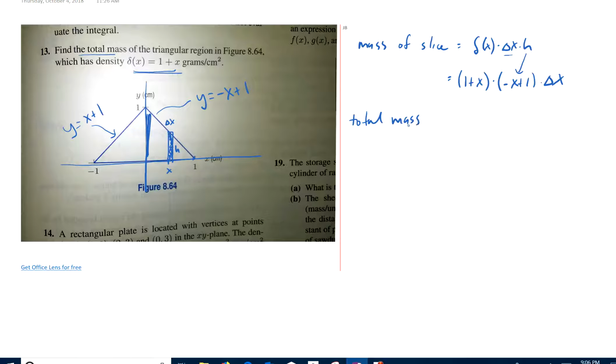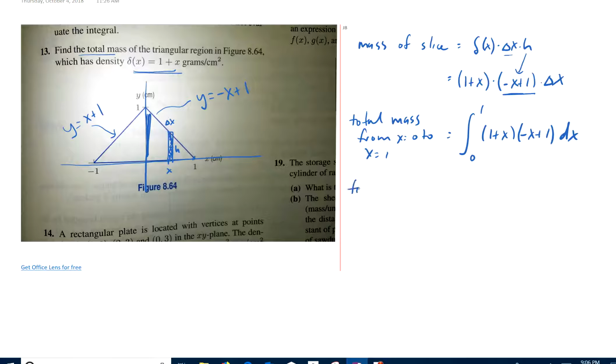Total mass from x equals 0 to x equals 1 is given by the integral from 0 to 1 of 1 plus x times negative x plus 1 dx. And now I can only go from 0 to 1 because the height here, that function there, is only valid from 0 to 1.